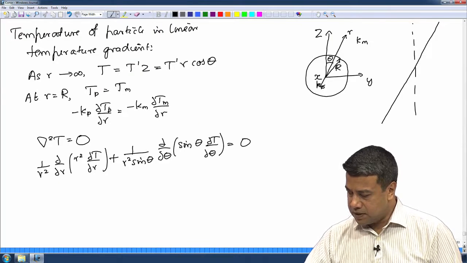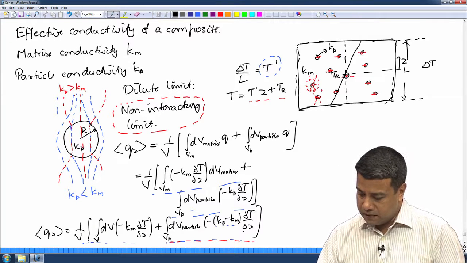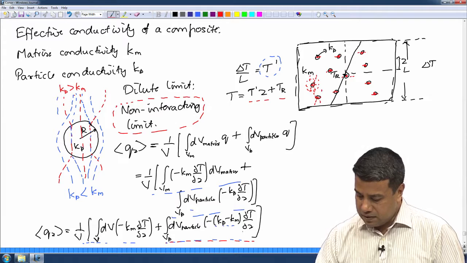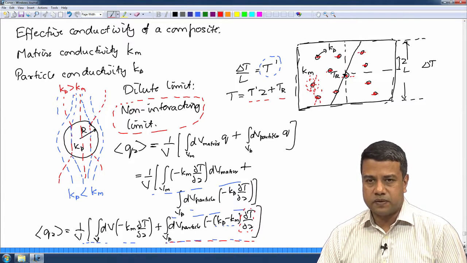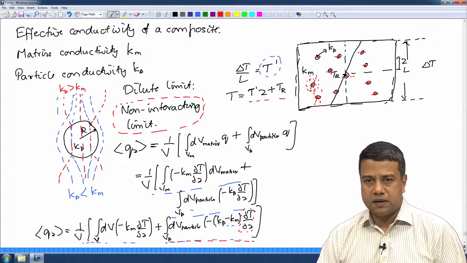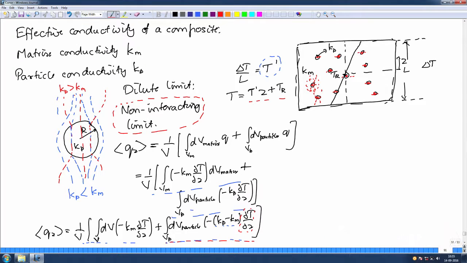Once we know the temperature within the particle, we can then find out the flux within the particle, and thereby calculate the average flux through the material, and that gives us the effective conductivity of the composite. We will continue this in the next lecture, how to solve separation of variables in a spherical coordinate system, now that we have two coordinates r and theta. I will see you in the next lecture.